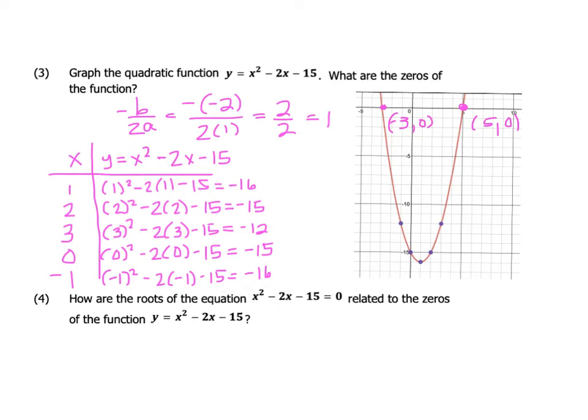Now go to question 4. How are the roots of the equation x squared minus 2x minus 15 equals 0 related to the zeros of the function y equals x squared minus 2x minus 15? This is a big one: they are the same. Same.